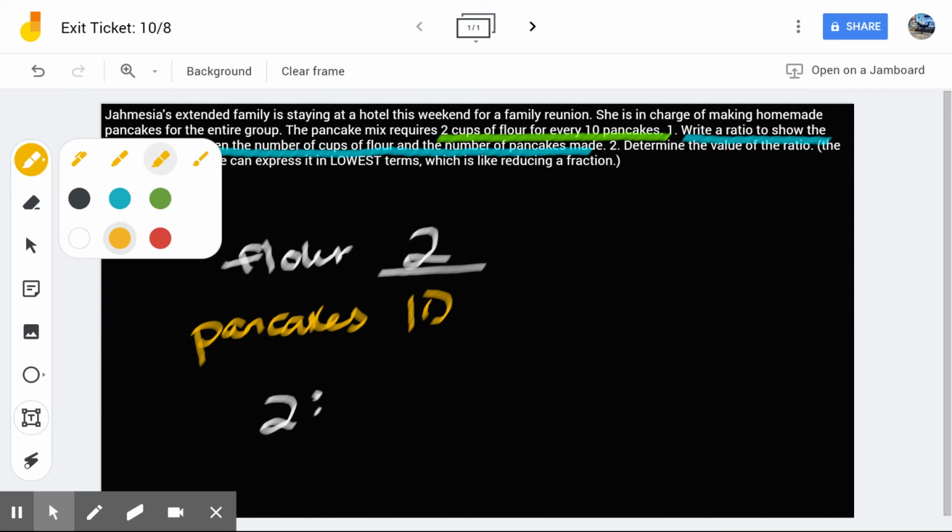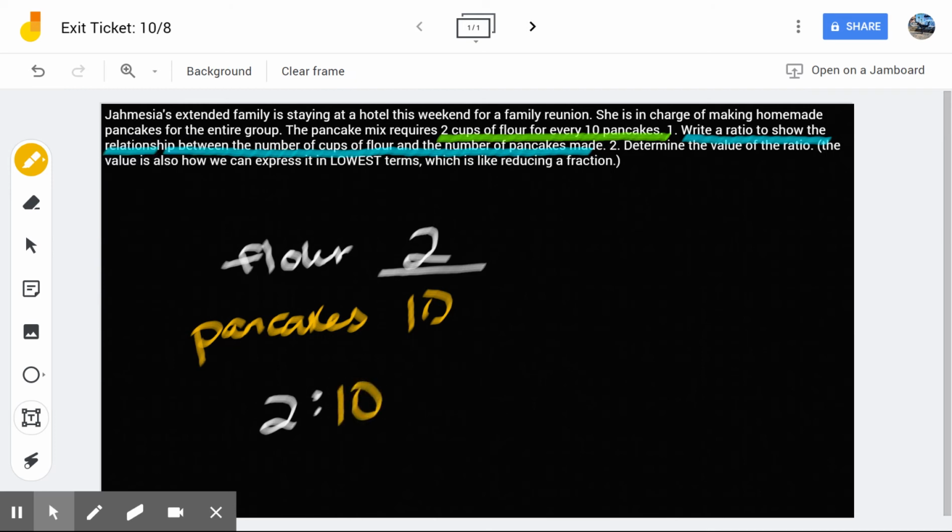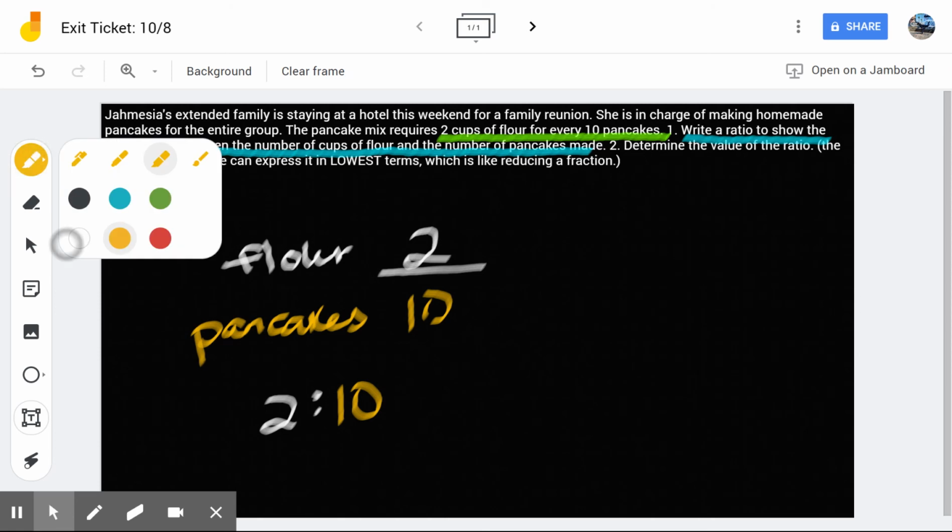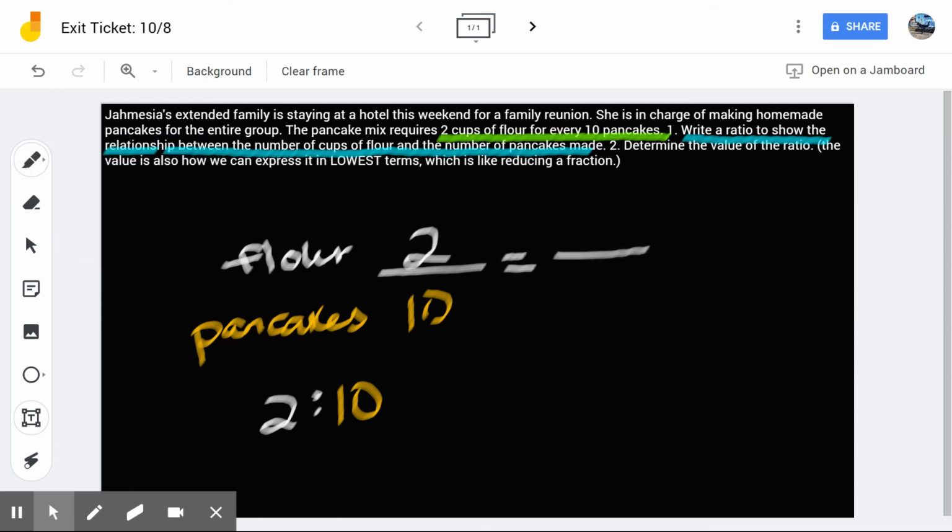If we are looking to simplify it or find the value of it, finding the value basically means divide it until we cannot divide it any further. So if I were to look at 2 to 10 as a fraction and I'm looking to reduce it to its lowest terms, seeing that both numbers are even, I know that I can cut each one in half.